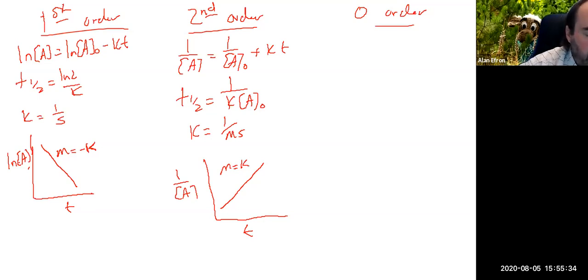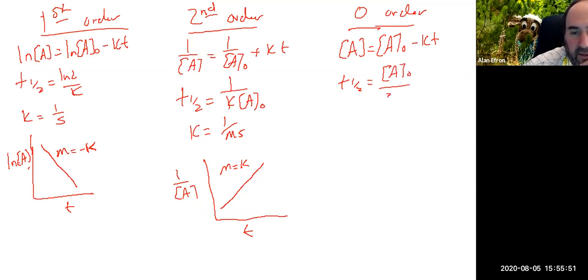And the last type of reaction we talked about was zero order, and that was A is equal to A naught minus KT. Half-life here is going to be the initial concentration, so also affected by the initial concentration, over 2K.